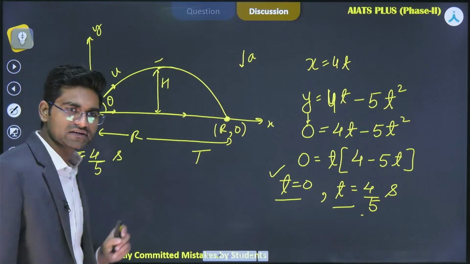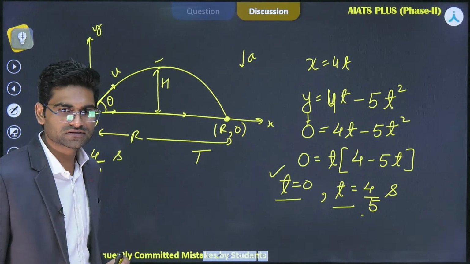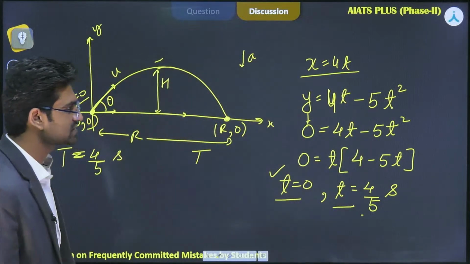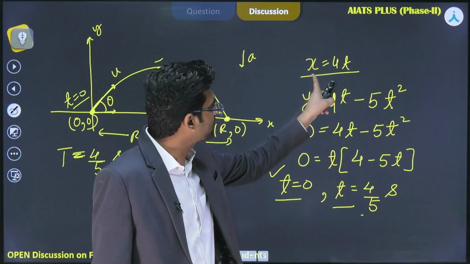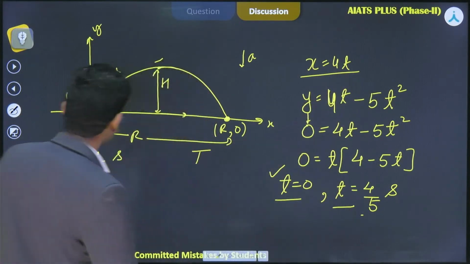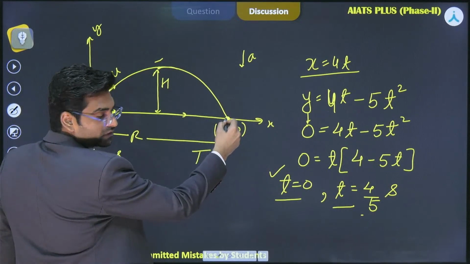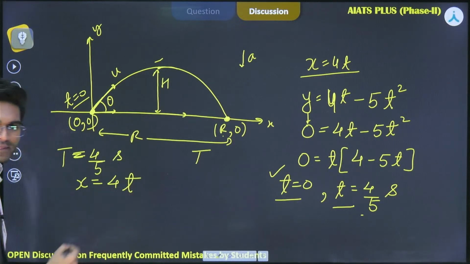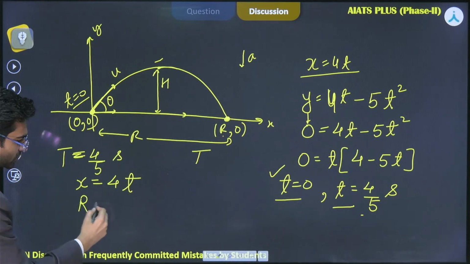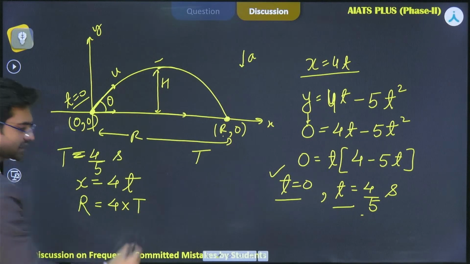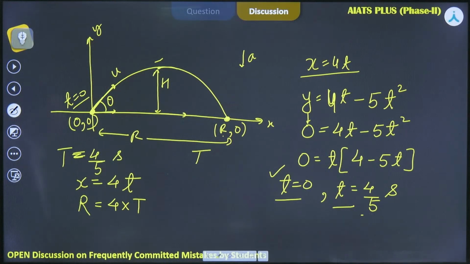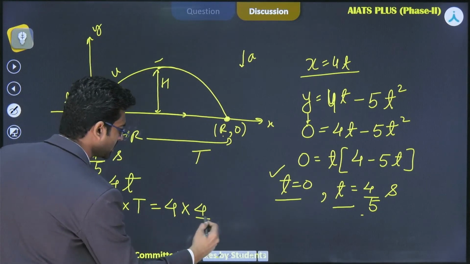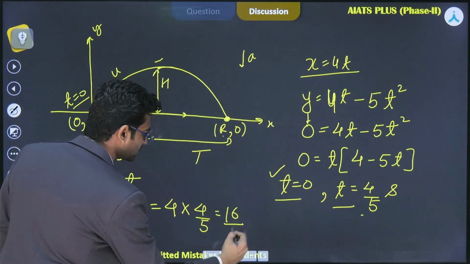Now how can I use this time to find the horizontal range? We haven't used the equation x equal to 4t. This equation tells me how the x coordinate is changing with time t, right? So at this point, what is the x coordinate, R? I can use x equal to 4t, with t equal to the time of flight. That is the maximum horizontal range. So this will be equal to 4 into 4 by 5, that is 16 by 5.